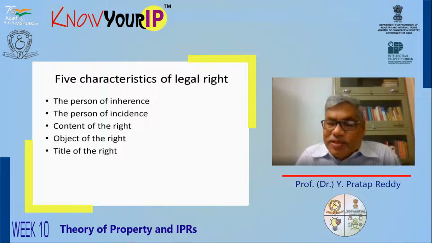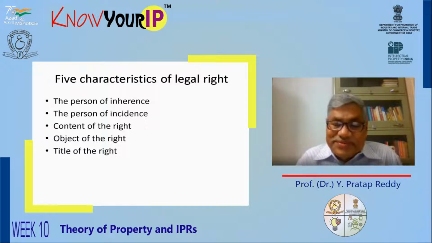Having discussed what constitutes property, what is the meaning of property from a theoretical point of view, then what is meant by right? Property and right, these are the two concepts used in this expression, intellectual property rights. Salmond enumerated the 5 essential characteristics of legal right. That is, every legal right has these 5 characteristics. The person of inherence, that is on whom or in whom the right resides, that is holder of the right, subject of the right. The person of incidence, upon whom the corresponding or correlative duty is imposed, the duty-bound person, subject of duty. If rights and duties are correlated, then there must be a subject of right and subject of duty, duty-bound person and the person entitled to right.